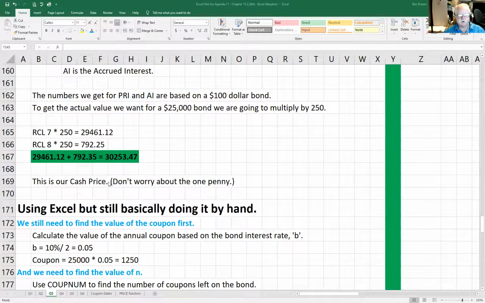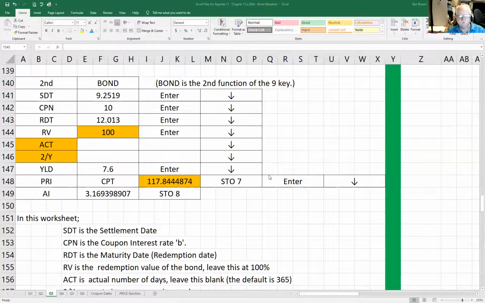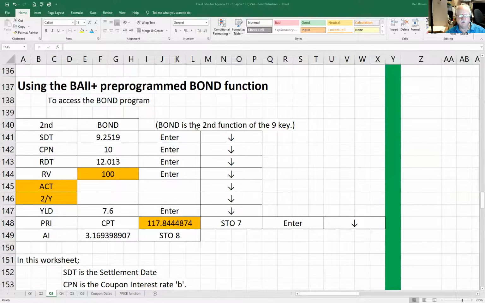And remember, this is our cash price. This isn't doing this calculation for what they call the quoted price. I wouldn't worry about that quoted price right now. Just worry about making sure you can get the cash price. And so if you're doing it on the BA2 Plus, they have this pre-programmed package that'll allow you to do that.